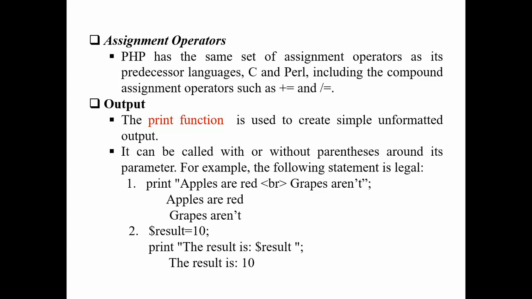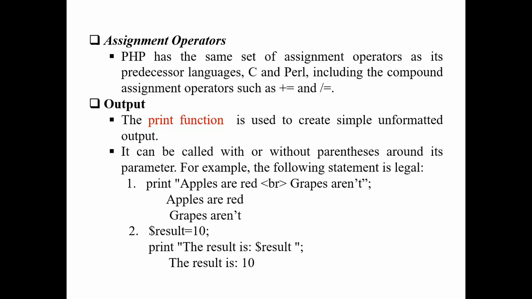Now we have the assignment operator. Similar to every language, we have the same assignment operator here, a simple assignment, and we have compound assignment operators. You can see that. And then we have the output. Already we have seen how to display a particular variable or a string by using echo, and the same thing is possible with the print function also.